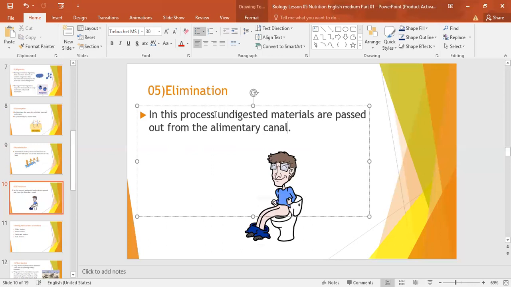At the elimination, we remove our unwanted materials in the digestion. Undigested materials are passed out from the alimentary canal, which is known as the elimination. Those are the 5 stages of holozoic nutrition.